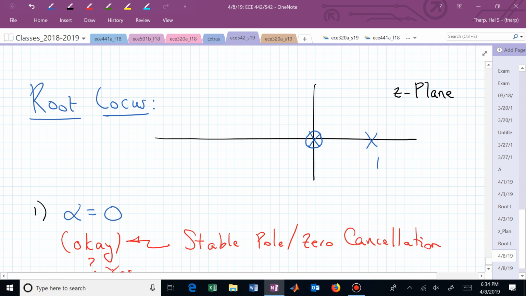Now what does that tell us? Can you sketch the root locus now for this picture? And what have you actually done by canceling that pole with a 0?